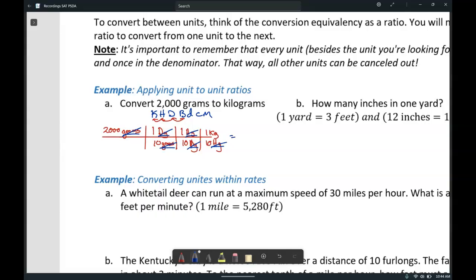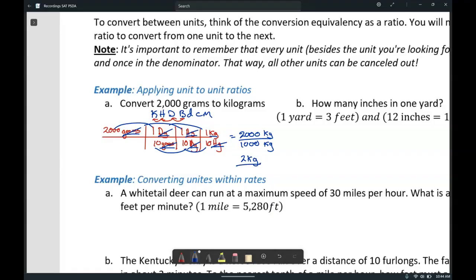And so what we can do is just take everything in the numerator and multiply them together. 2,000 times 1 times 1 times 1 is 2,000, and then our ending unit, kilograms, divided by 10 times 10 times 10, which is 1,000, which gives us kilograms. So we can divide 2,000 by 1,000, and we get 2,000 kilograms.